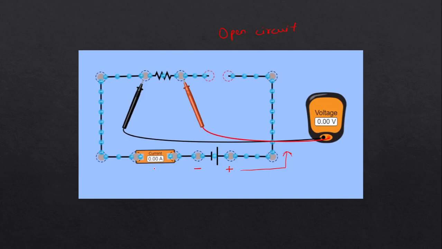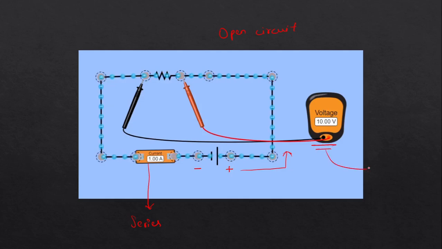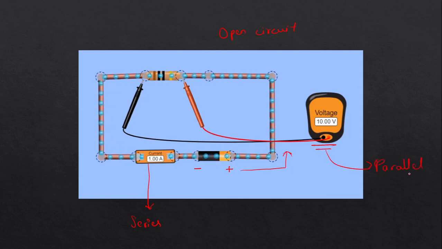And the most important takeaway from this part is the ammeter should always be connected in series in the circuit, and the voltmeter should always be connected parallel to the component. If I want to find the potential difference across the resistor, I should connect it parallel to the resistor.